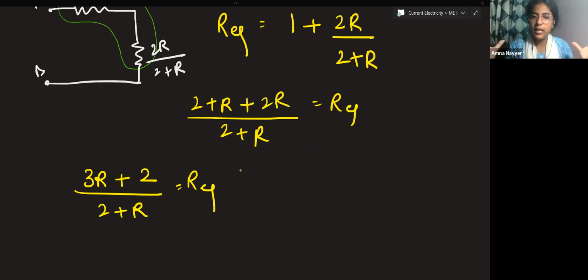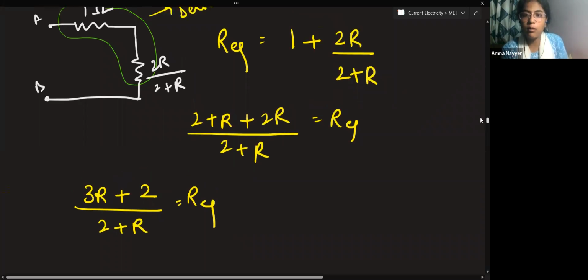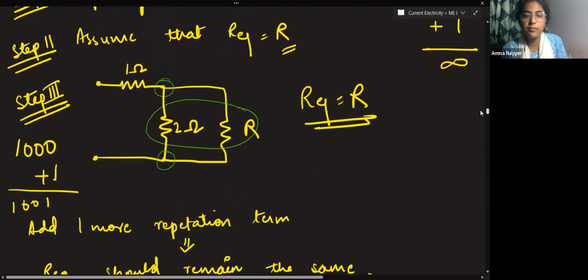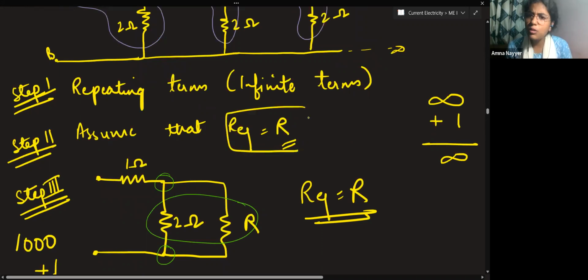The whole circuit, R equivalent was what? R equivalent was the equivalent resistance for the whole entire infinite circuit. And that we had already assumed it as capital R. Remember, from there we had started our calculations. Here, R equivalent, we have already assumed it R.